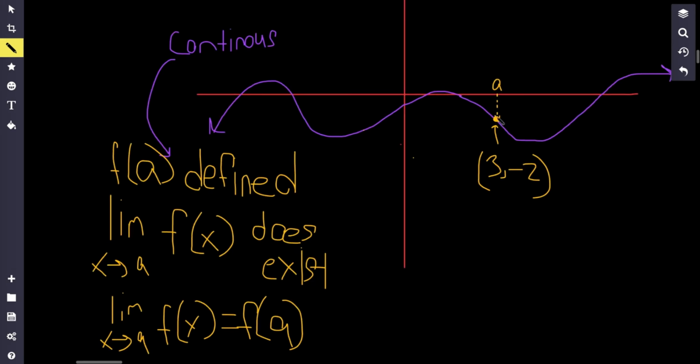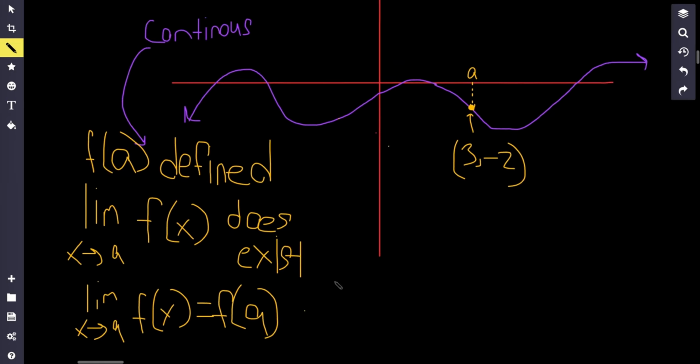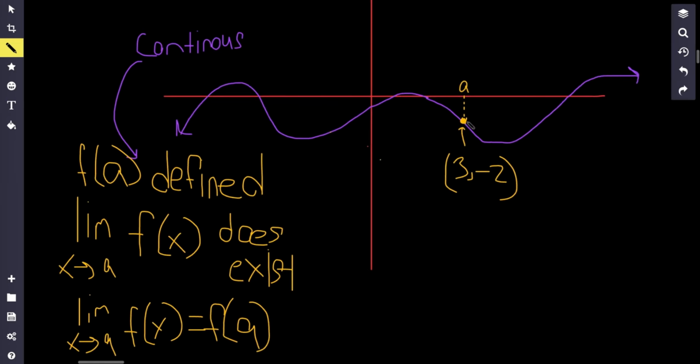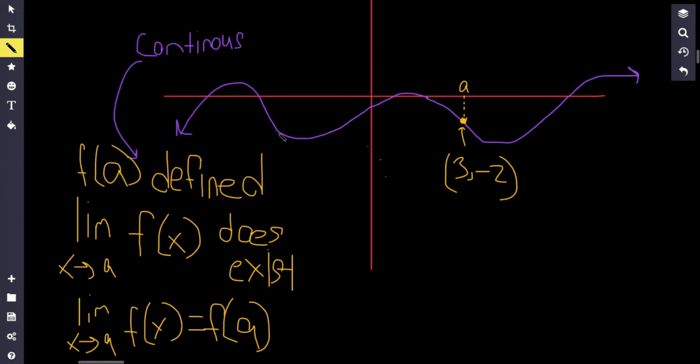A function is continuous at a point if it's defined at that point, so there's a y value at that point. The limit as x approaches a of f of x does exist. And finally, this limit has to be equal to that point itself. So for example, let's say I have the point (3, -2). Now we said how this function is continuous, right?